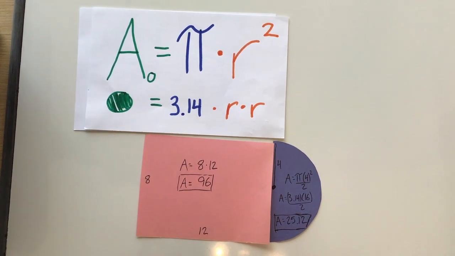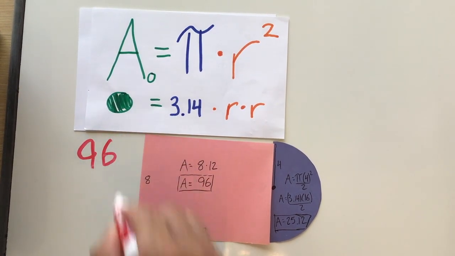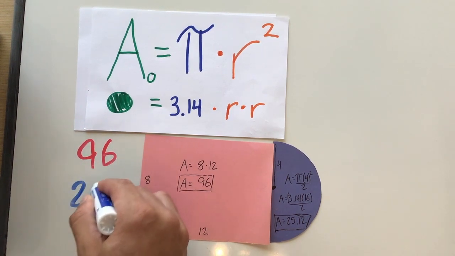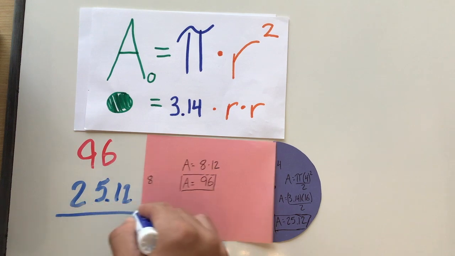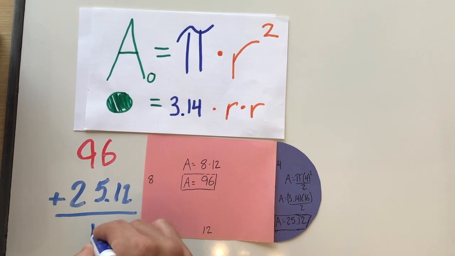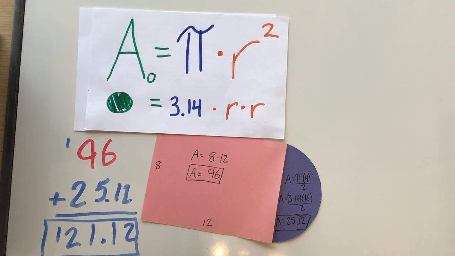So area is additive. The entire shape would have an area of 96 from my rectangle, length times width, and my area of my semicircle is 3.14 times 4 times 4 divided by 2, or 25.12. If I add those areas together, we have a combined area of 121.12. Area can be added like numbers.